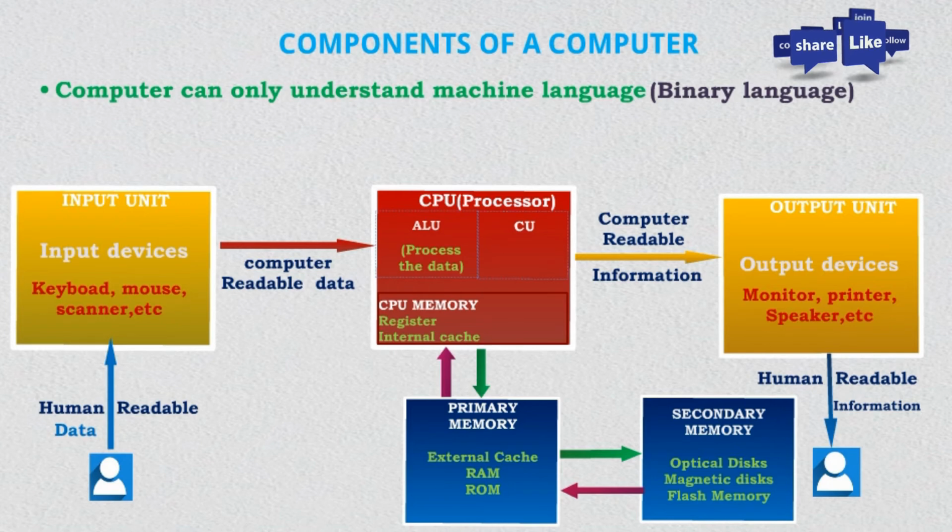The output unit converts the computer-readable information to the human-readable information and gives it to the user through the output devices. Meanwhile, processor uses the memory to store and fetch the data. These are the components of a computer and its working. This input process output cycle is called as IPO cycle.